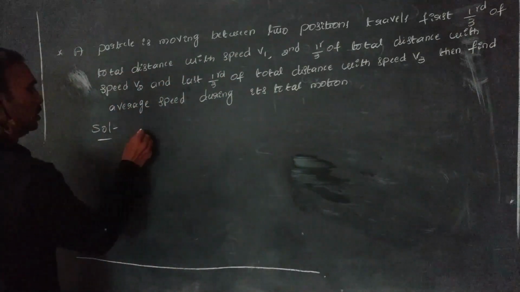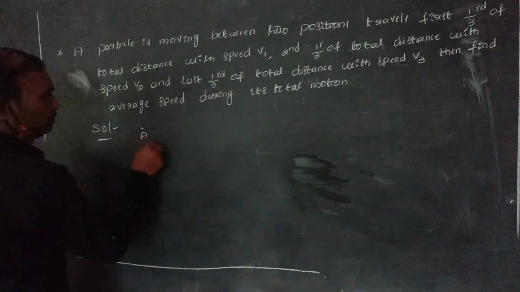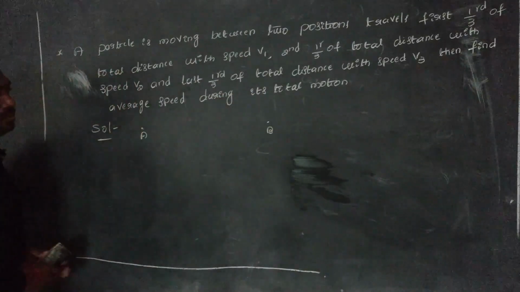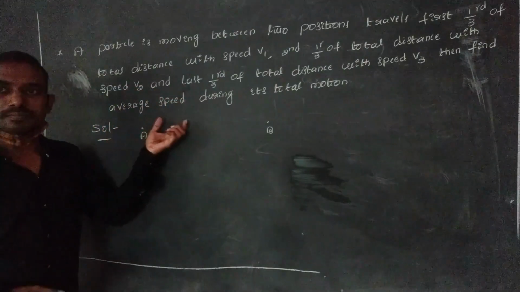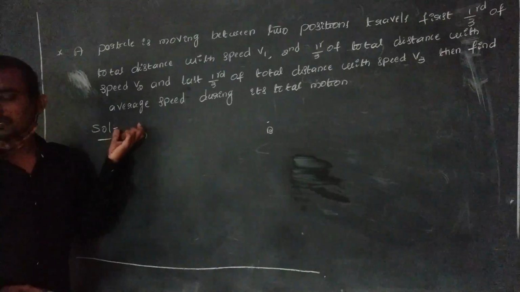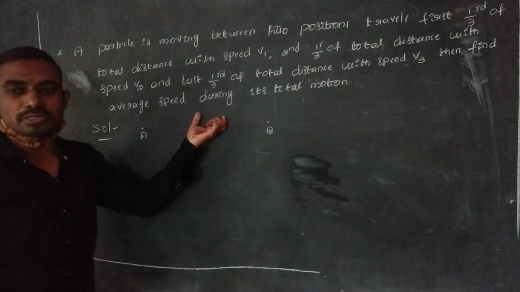Here, consider two positions A and B. These are the two positions between which the body is moving from A to B. A is the initial position and B is the final position.